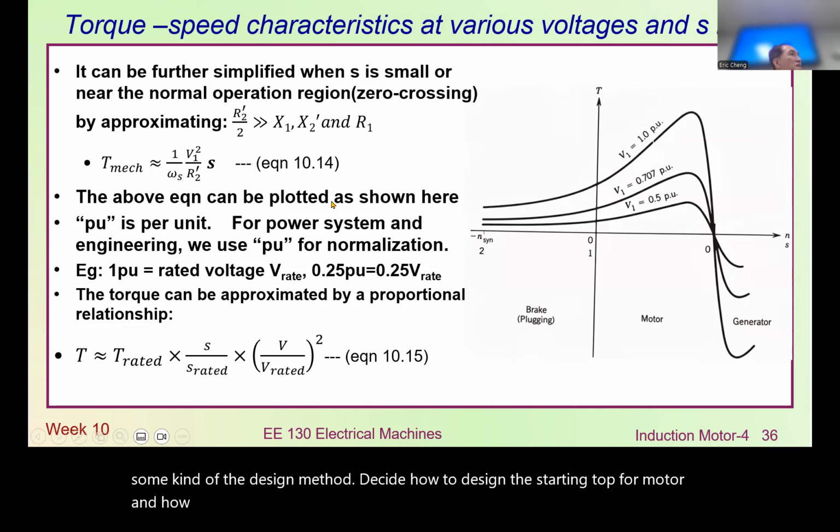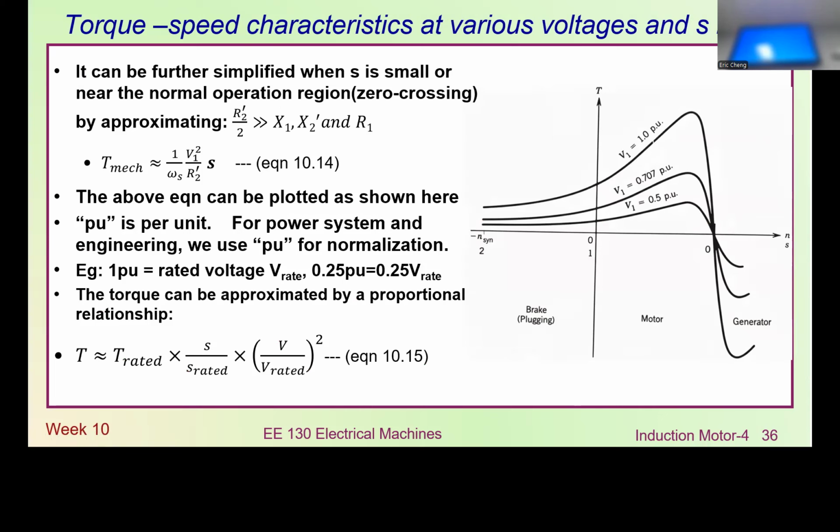All right, any questions? I have a question. For the blocked rotor test, how do we know when to stop decreasing the voltage? Like, what is the point? How do you determine that?